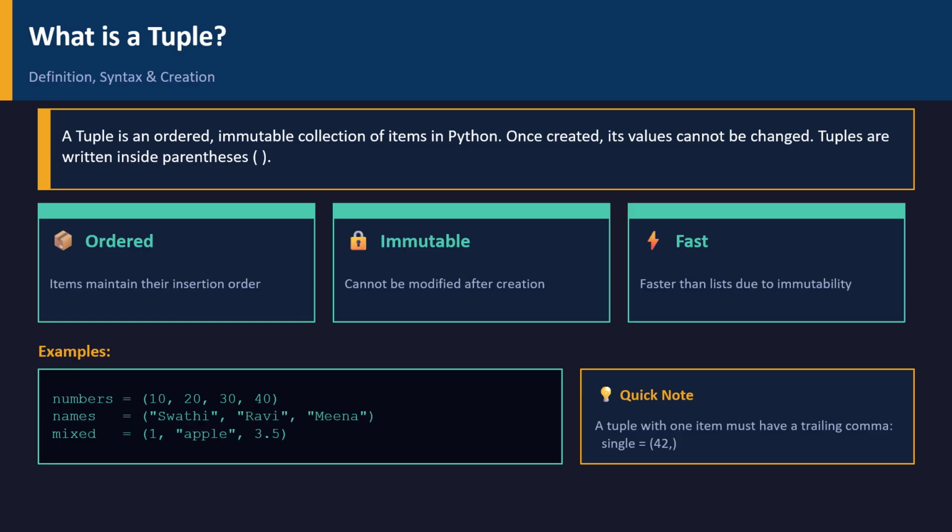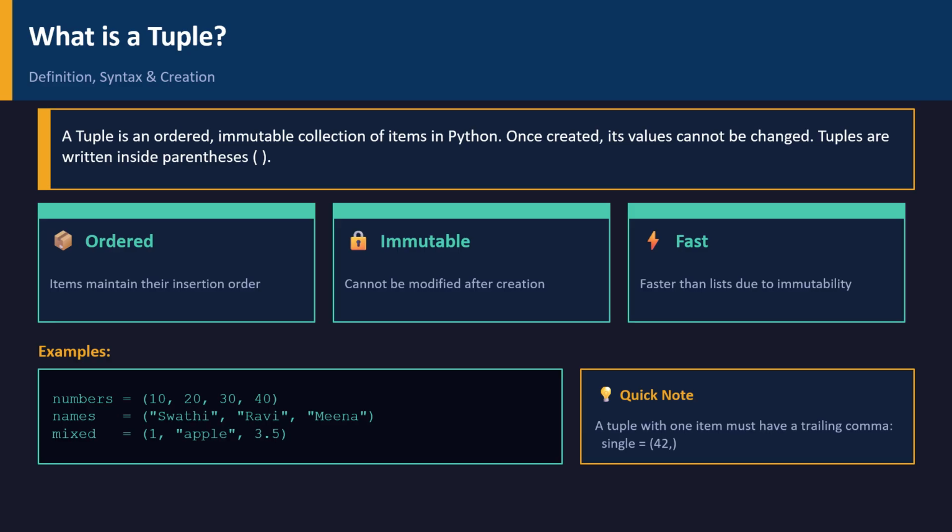Let's start and we'll know what a tuple is. What is the definition of a tuple? A tuple is an ordered, immutable collection of items in Python. Once it is created, its value cannot be changed. Tuples are written inside parentheses, which we also use while declaring a function.